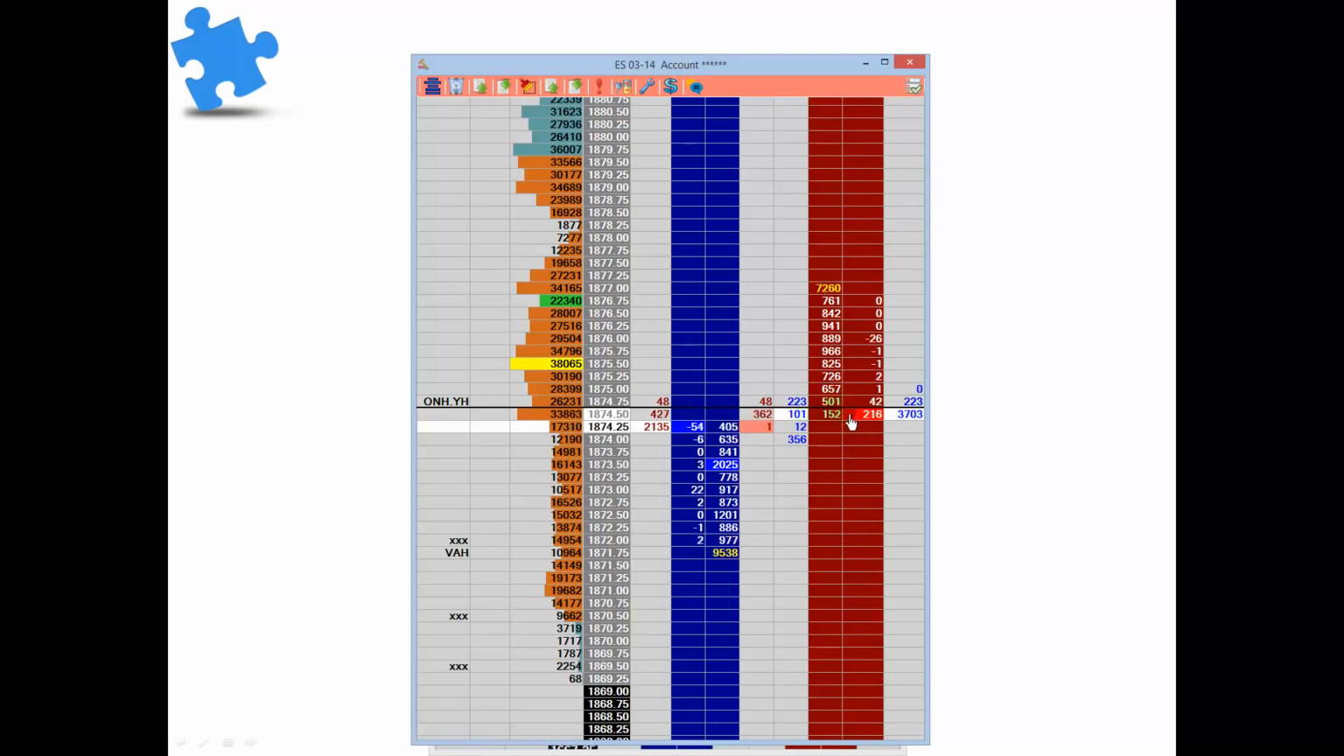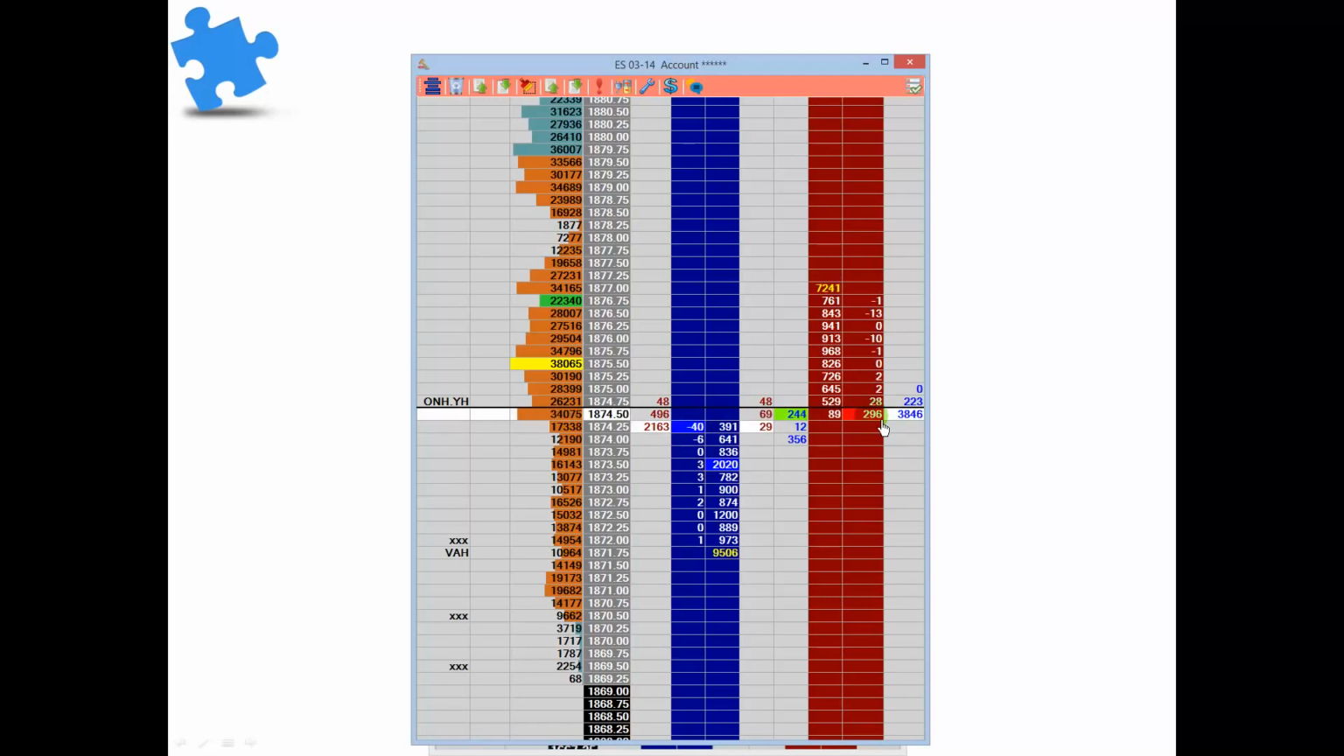We can see the inside offer here. Okay, we just moved down and 300 or so contracts have been added. So basically, it tells you if they're adding contracts to a level or if they're taking contracts away from a level. So right now, at the inside levels, they're taking contracts away from the bid, and they're adding contracts to the offer.